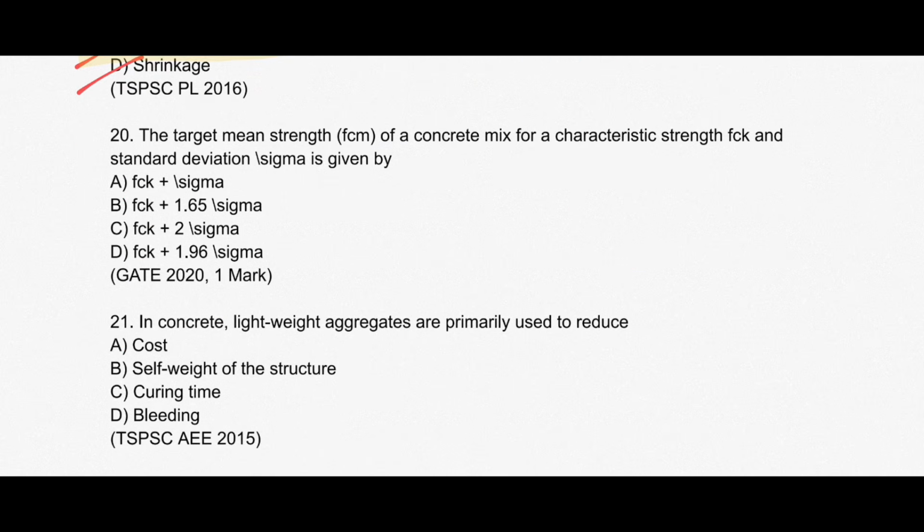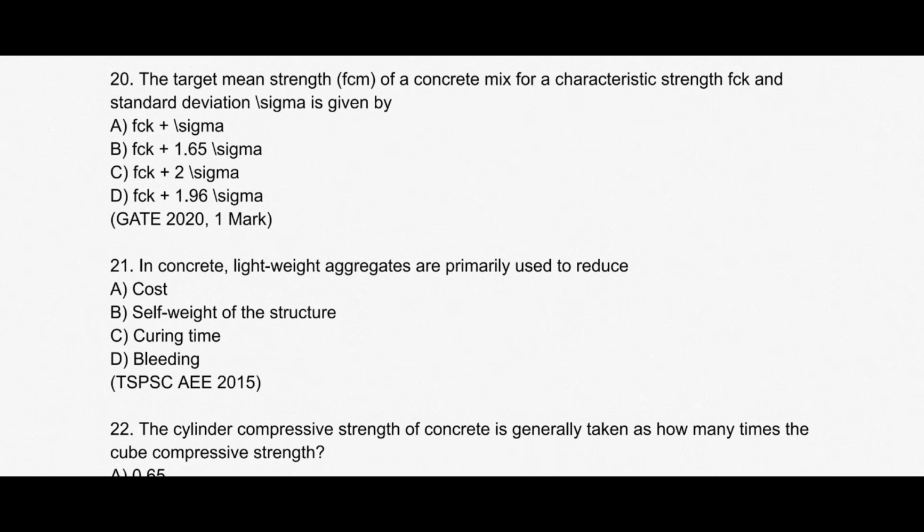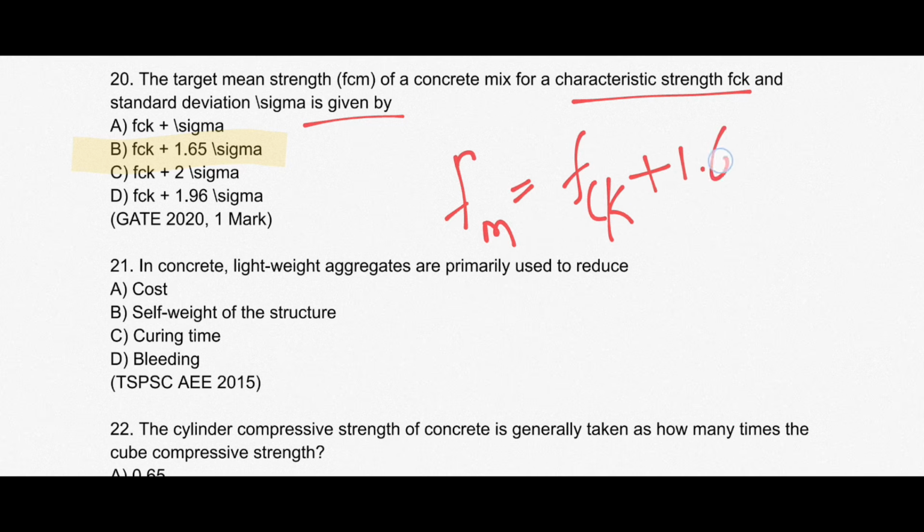20th question. The target mean strength FCM of a concrete mix for a characteristic strength FCK and standard deviation sigma is given by. So the answer is option B, that is FCK. Mean strength అంటే FM, target mean strength FM is equal to FCK plus 1.65 sigma.